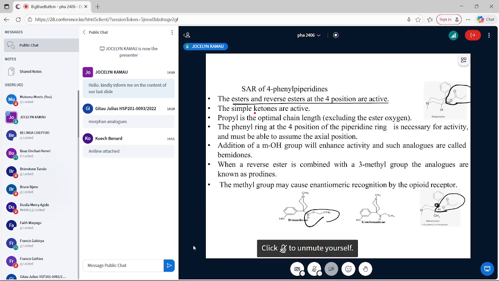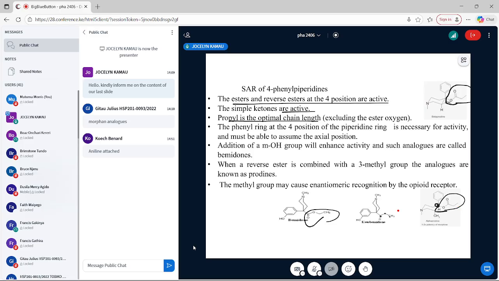The simple ketones, like ketobemidone, are also active, and indeed they will be more stable. The propyl is the optimum chain length, excluding the ester oxygen. And if you look at all the groups, 1, 2, 3, whether it's a reverse ester, 1, 2, 3.